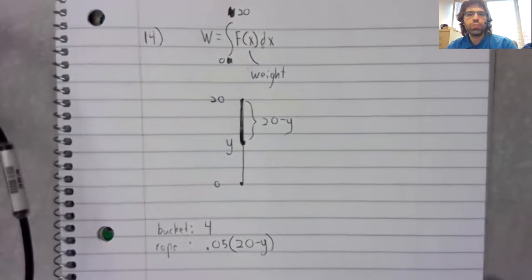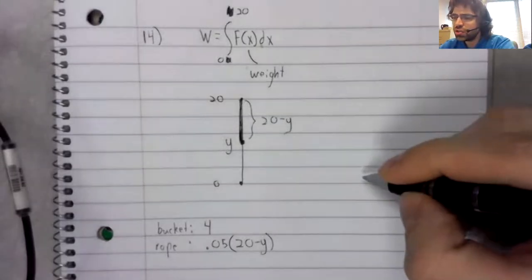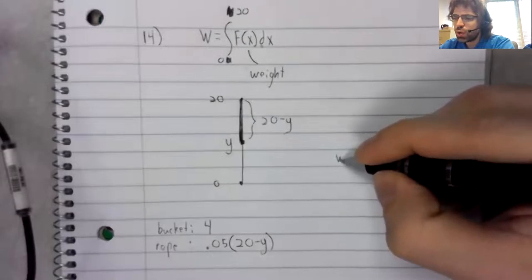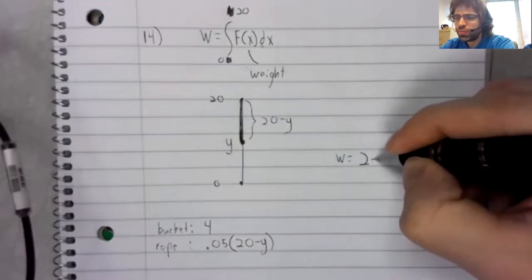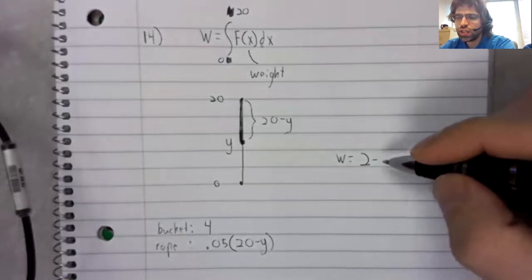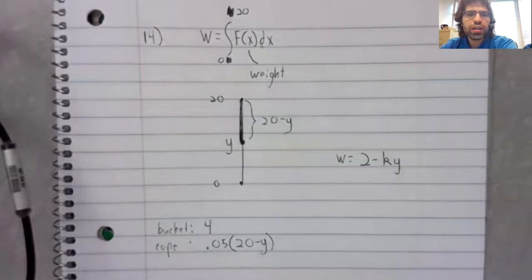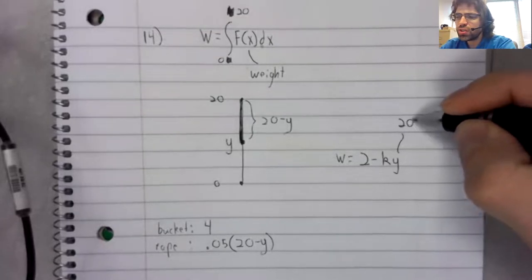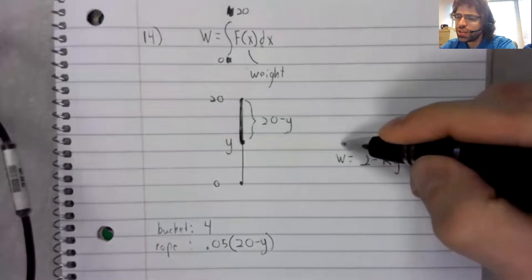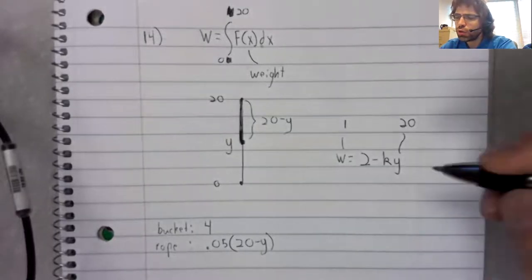And then we've got water as well. And the water is leaking out at a constant rate. So how much water is there? Well, there was initially 2 gallons, and it's leaking out at a constant rate. So this is linear. And by the time it reaches the top of the well, that is to say, when y equals 20, there's 1 gallon of water remaining.